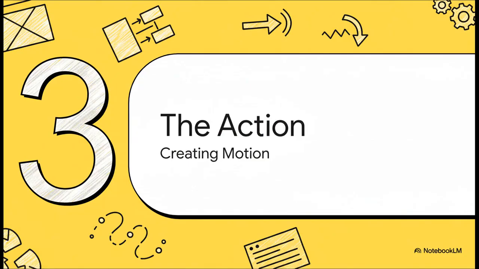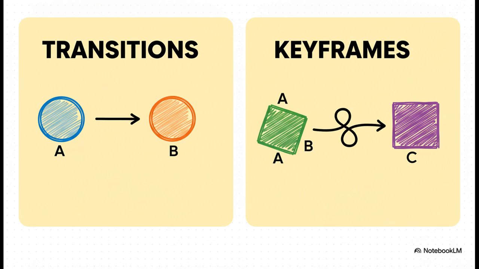All right, we've got our blueprint, we've posed our elements, so now it's time for the final act, action. This is where we really bring our designs to life. We're talking about creating fluid motion that gives our users meaningful feedback and just makes the whole experience feel, well, more alive. So, when we want to create motion in CSS, there are basically 2 ways to go about it.